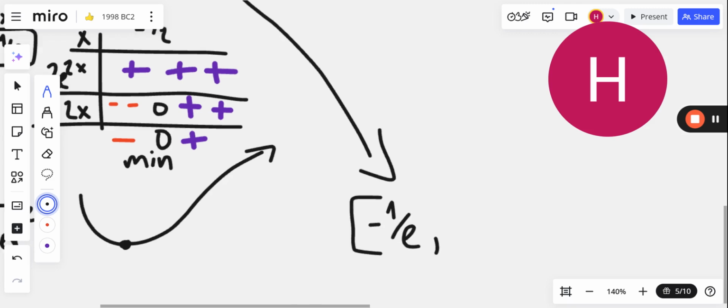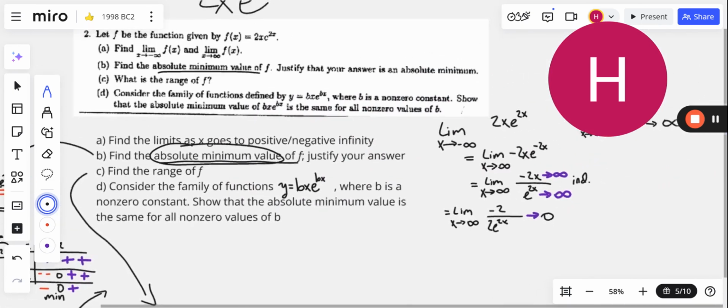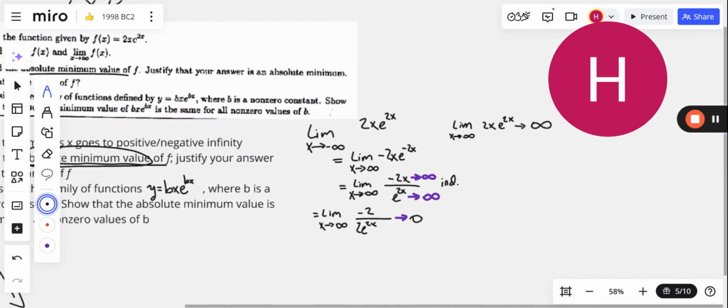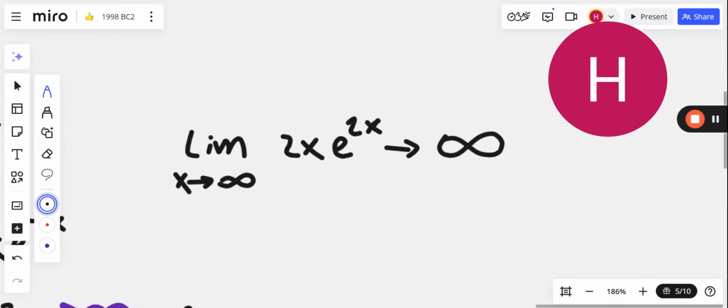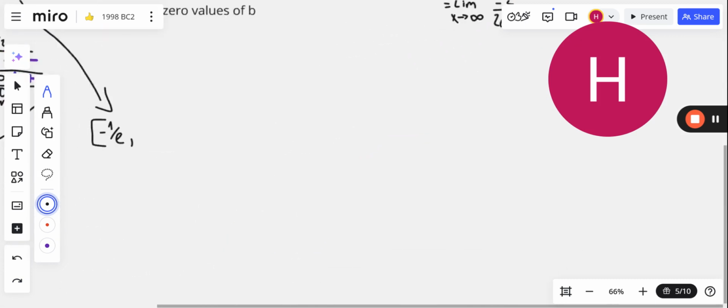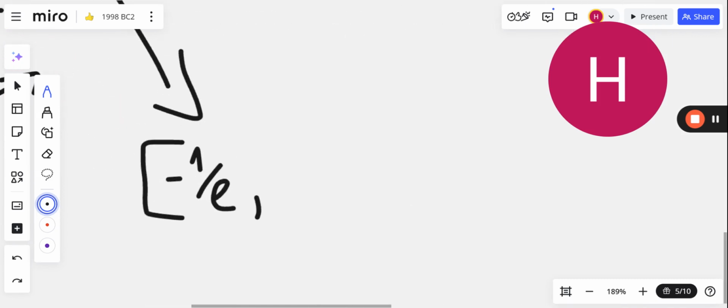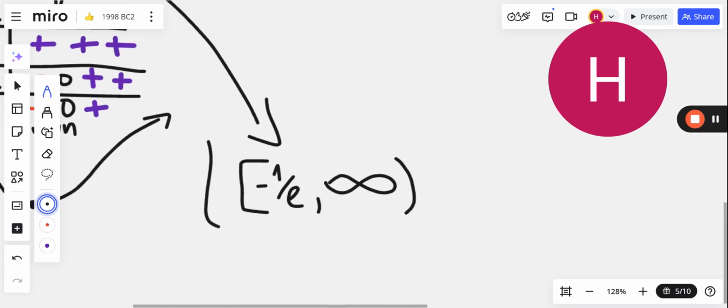What's the highest that it can go? Well, if you remember from part A, we found those limits. This says that as x gets really big, the function goes to infinity, which means there's virtually no maximum value. There's no finite limit. And this is our range.